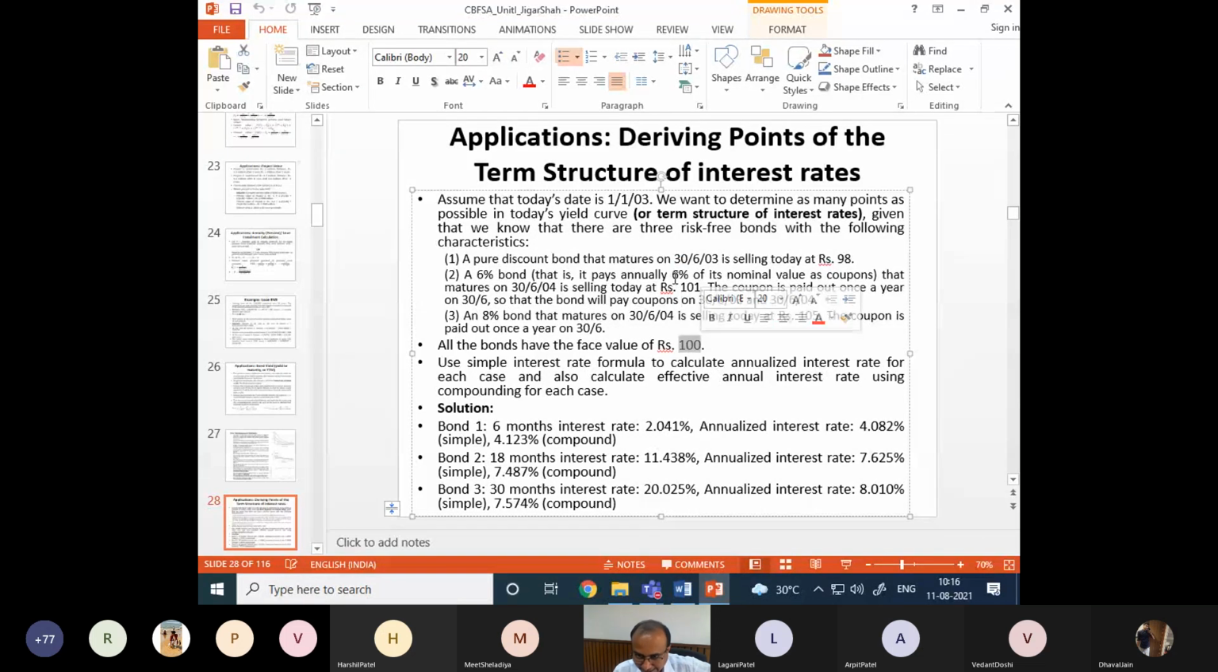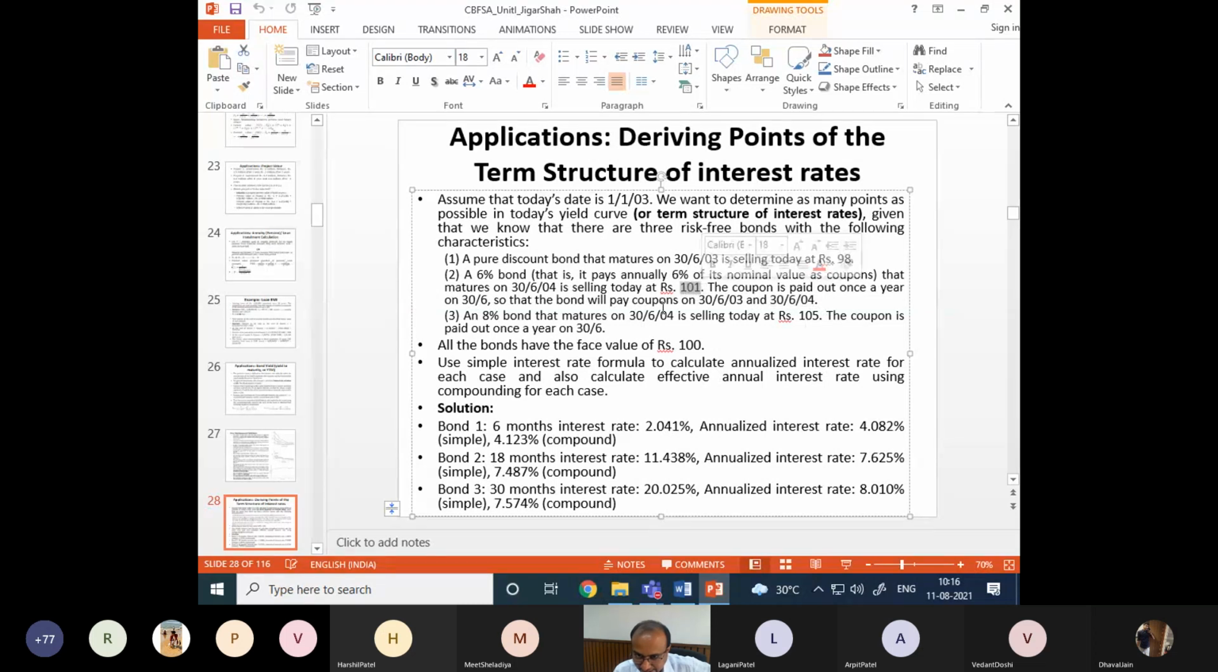So it pays a coupon of 6 rupees. It will pay the coupon on 30th June 2003 and 30th June 2004, and its maturity is also on 30th June 2004. Today's price P of T is 101 rupees. So we have two coupons, 6 rupees on this date and 6 rupees on this date, and the nominal value of 100 also paid on this date, and the purchase price today is 101.